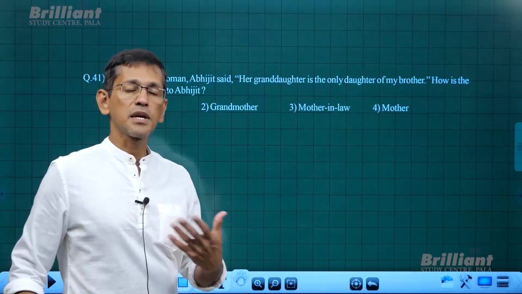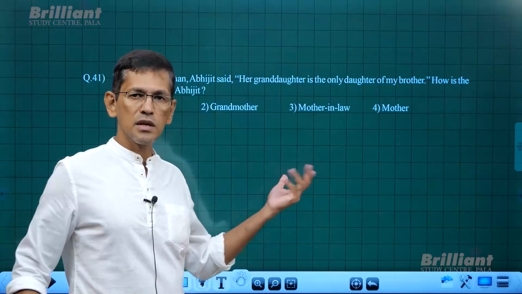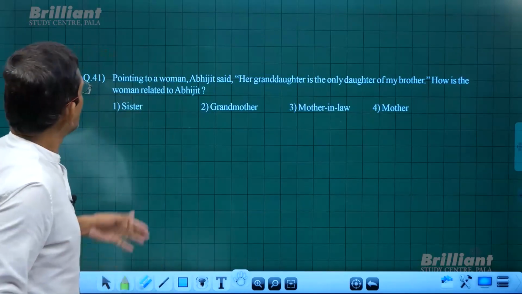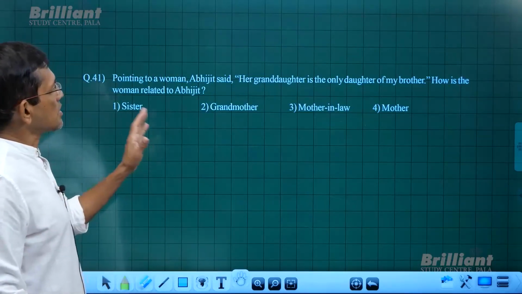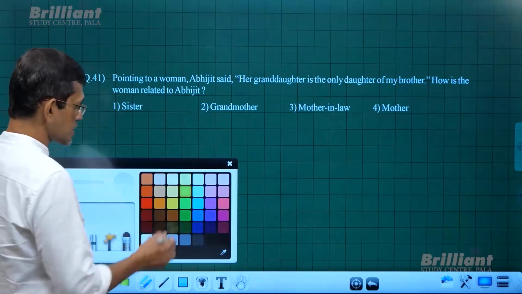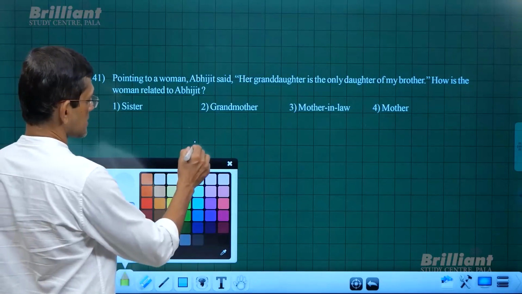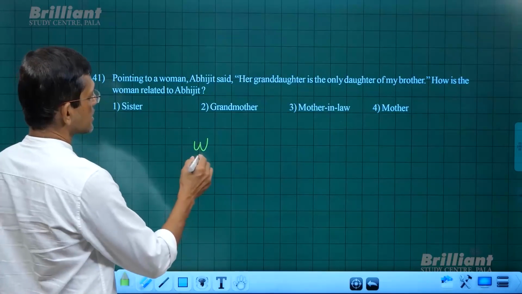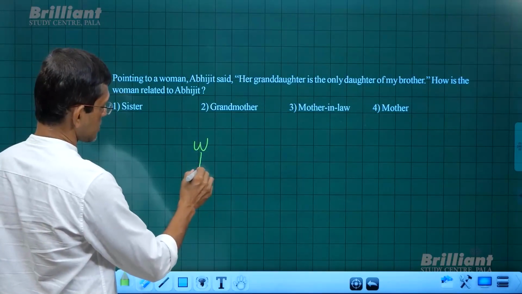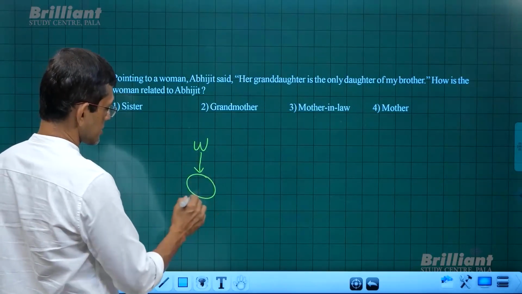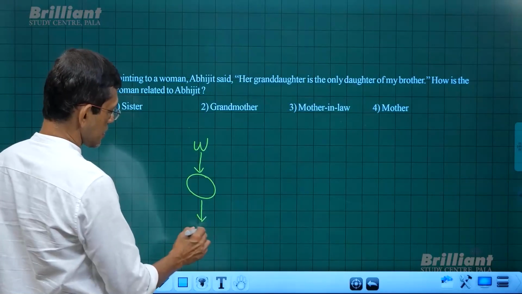We have done the basics of these questions earlier. Now these are practice questions. Pointing to a woman, Abhijit said, her granddaughter. So let's say a woman is here, and Abhijit says her granddaughter. That means her daughter's or son's daughter.